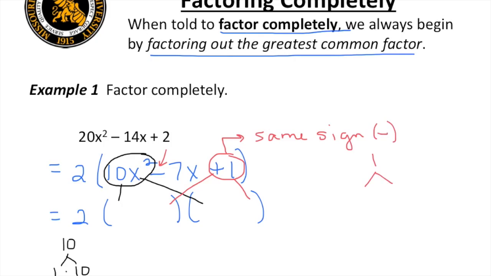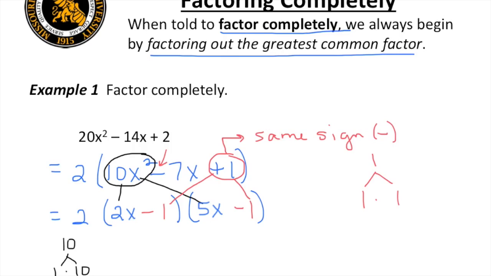1 has only one factor pair, and that's 1 times 1. So that means we can place minus 1 in the back of our binomials. That helps us to determine which values of the factors of 10 to place in the front with our x. So choosing the factor pair for 10 that involves 2 and 5, let's place 2x and 5x in the front of each of our binomials.